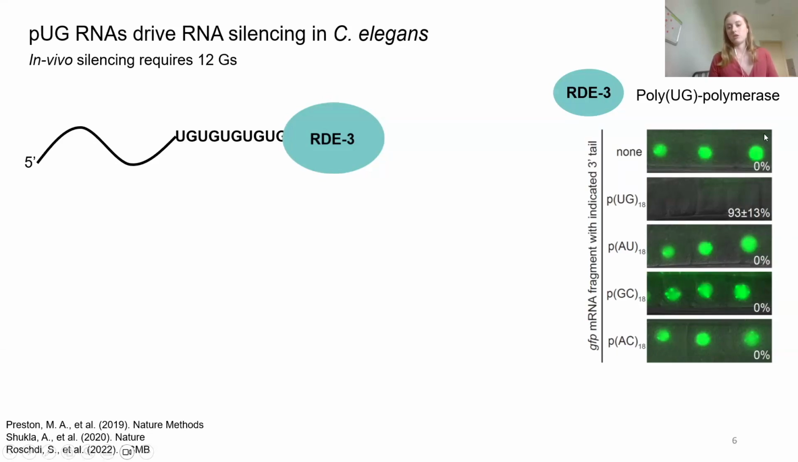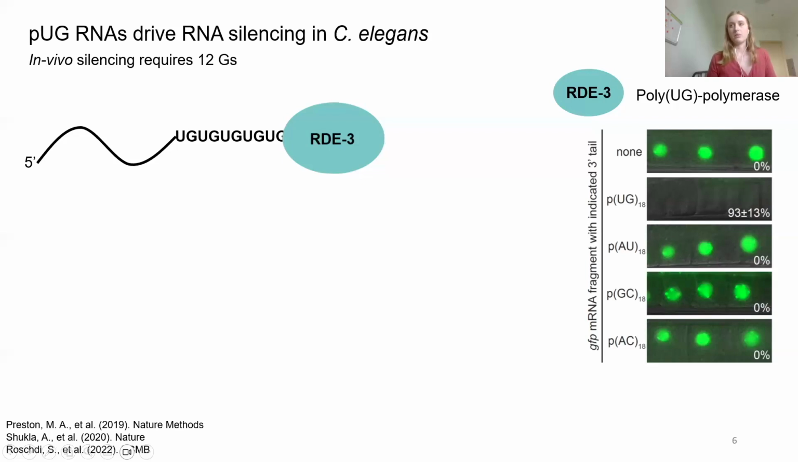So this is showing the expression of a fluorescent protein called GFP with either no tail or different tails added. And we can see when there's no tail, the GFP glows this really beautiful bright green color. And then as you add these tails, only the pug tail causes this silencing. Now the green is gone, whereas with all other tails, you can still see that green color.